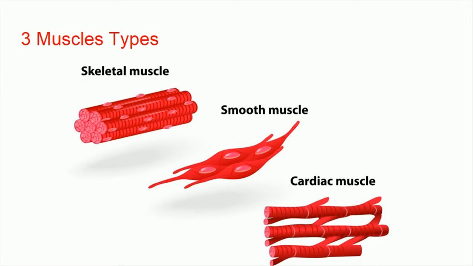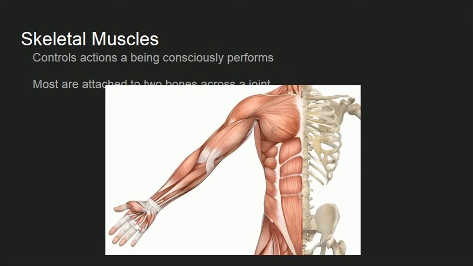There are three muscle types: the skeletal, smooth, and cardiac muscle. Skeletal muscles are attached to bones by tendons, and they produce all the movements of body parts in relation to each other. Unlike smooth muscle and cardiac muscle, skeletal muscle is under voluntary control.